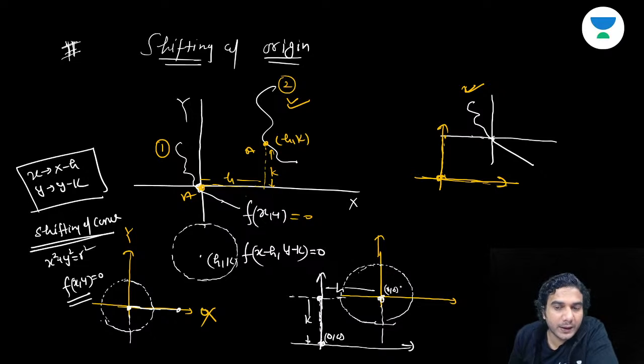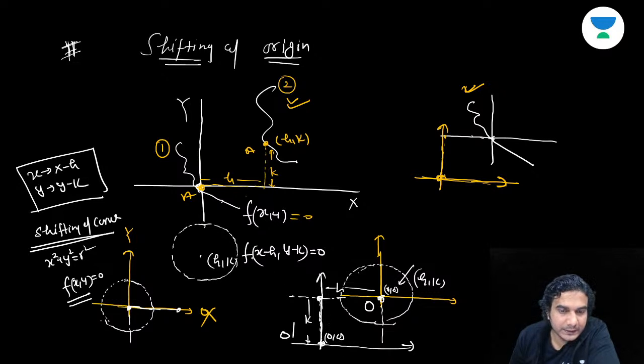Then what will be the coordinates of the original origin? The point which was 0, 0 will now become h comma k, right? With respect to this new O dash. With respect to O dash, can you see this O? If O dash is 0, 0, then O is h comma k, right? Are you understanding it now?